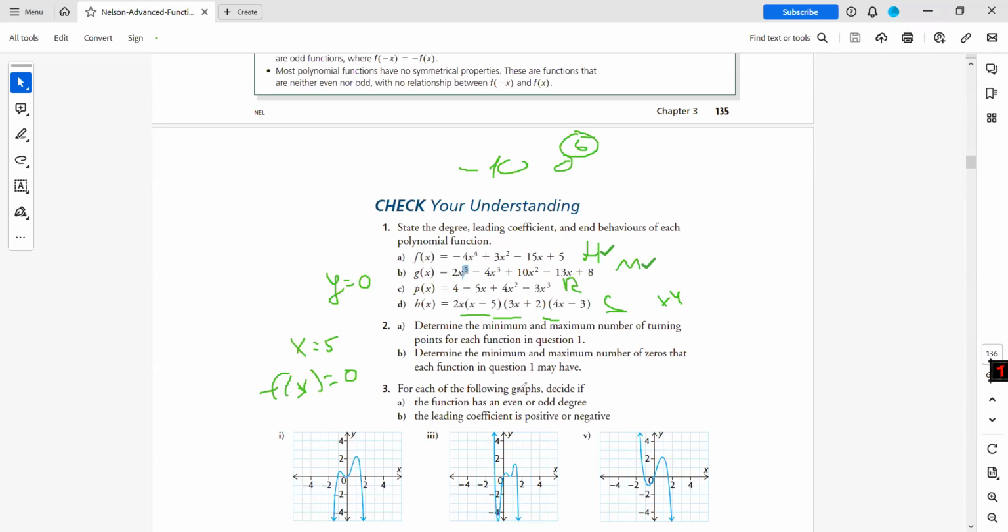3x plus 2, same stuff. x equals... 3x equals negative 2. x equals negative 2 divided by 3. This is another x-intercept. 4x minus 3, the same way around. So you say that the leading coefficient would be 24.